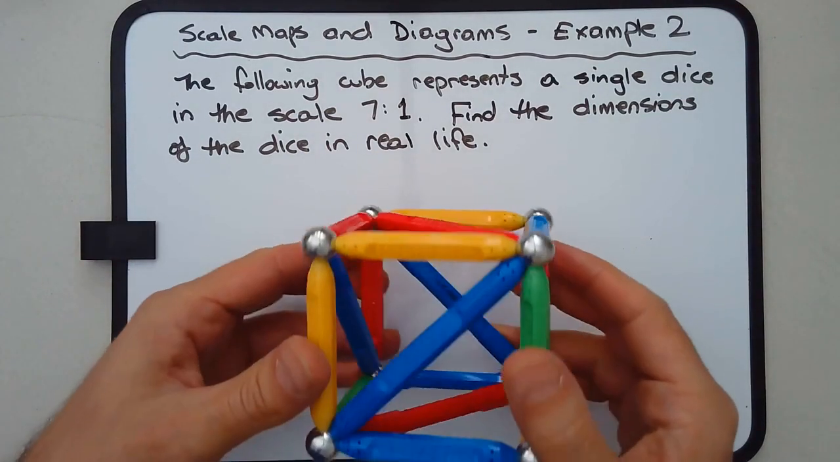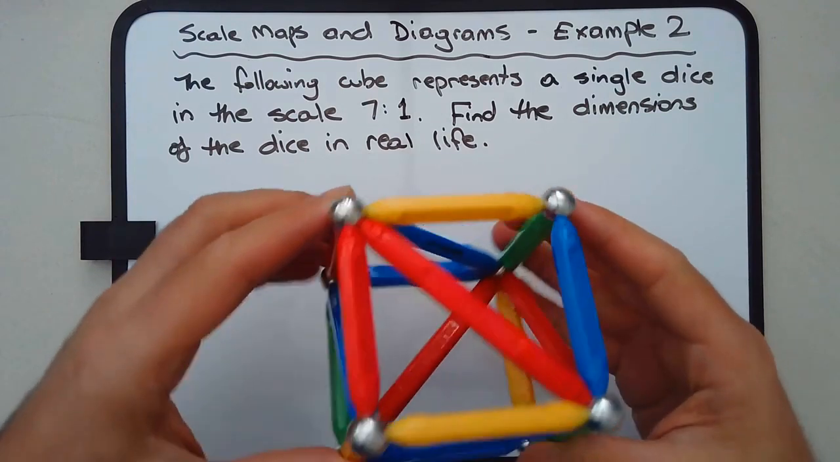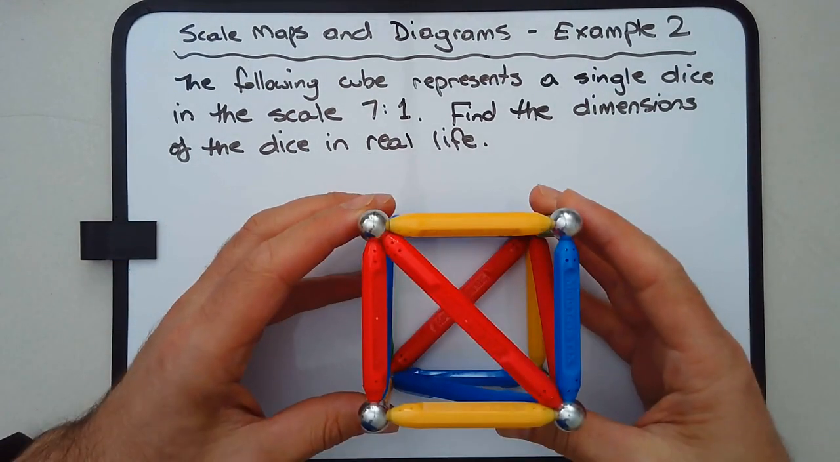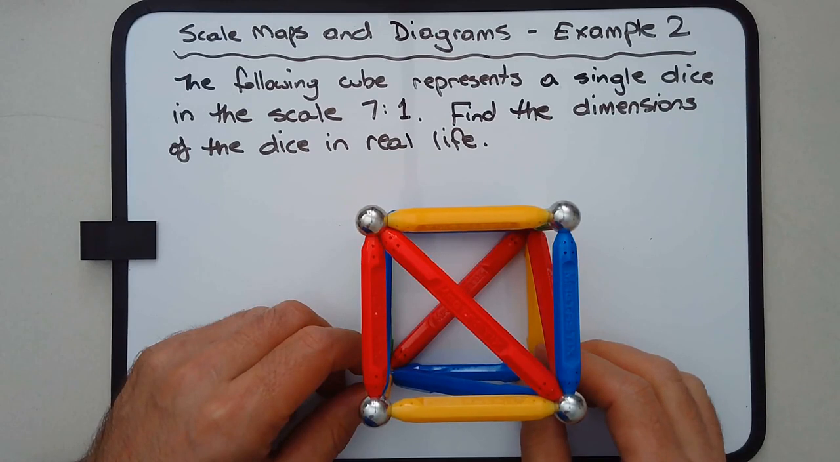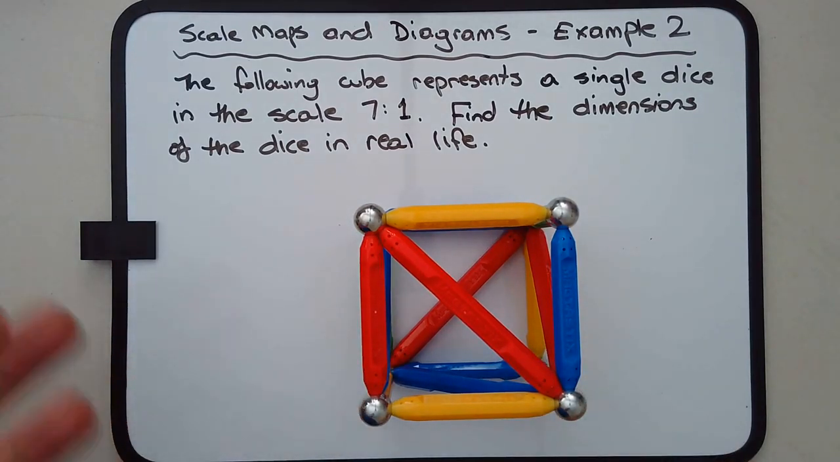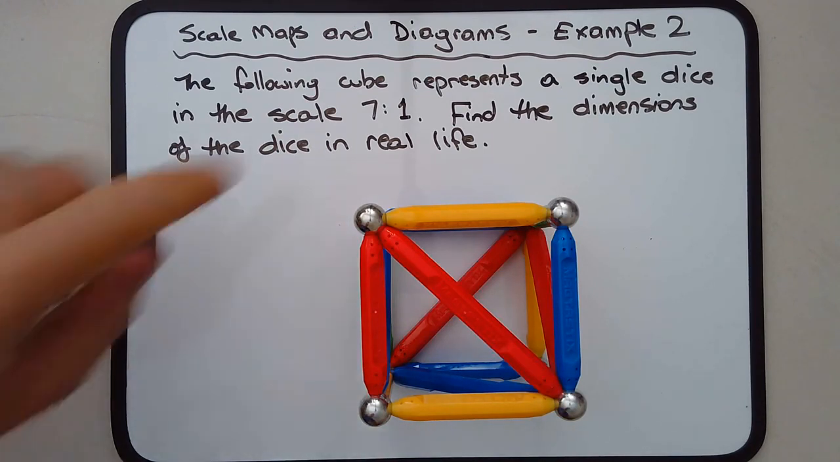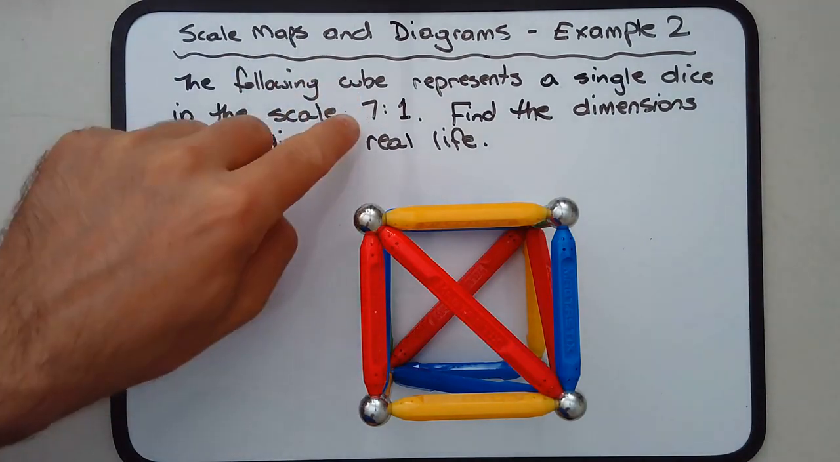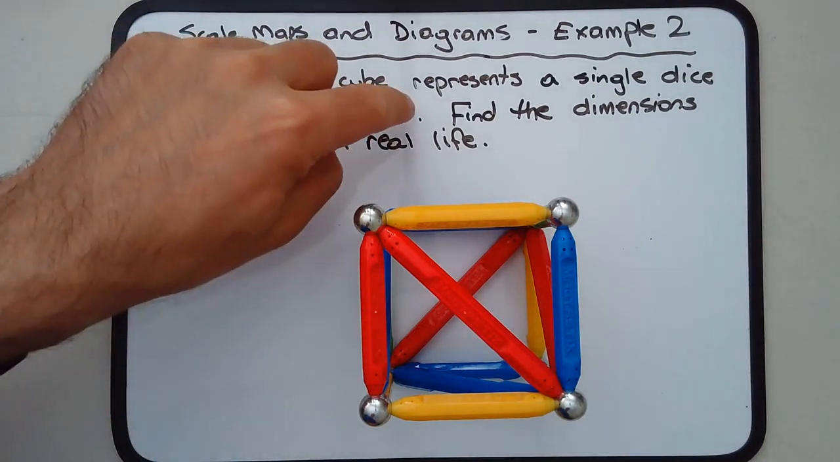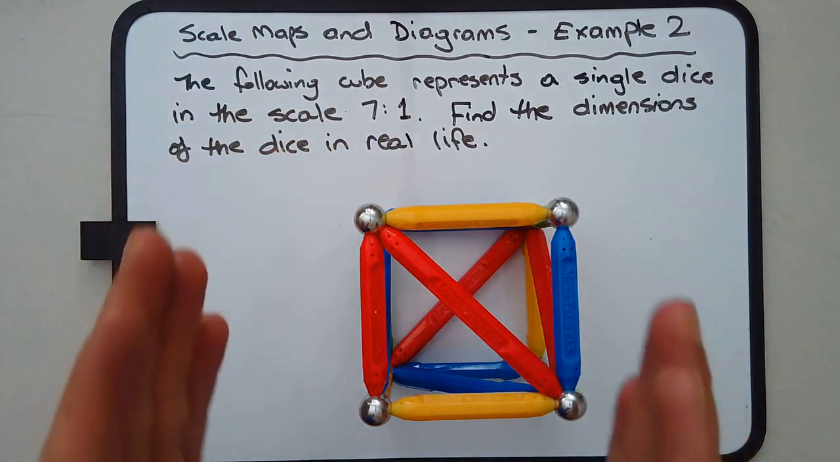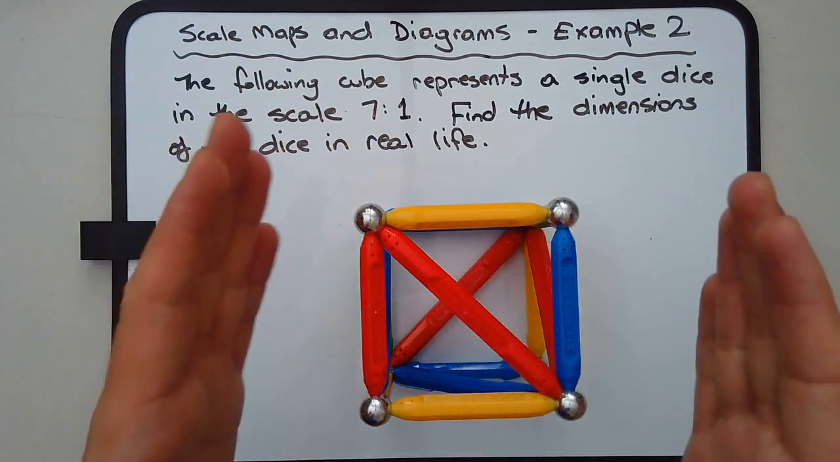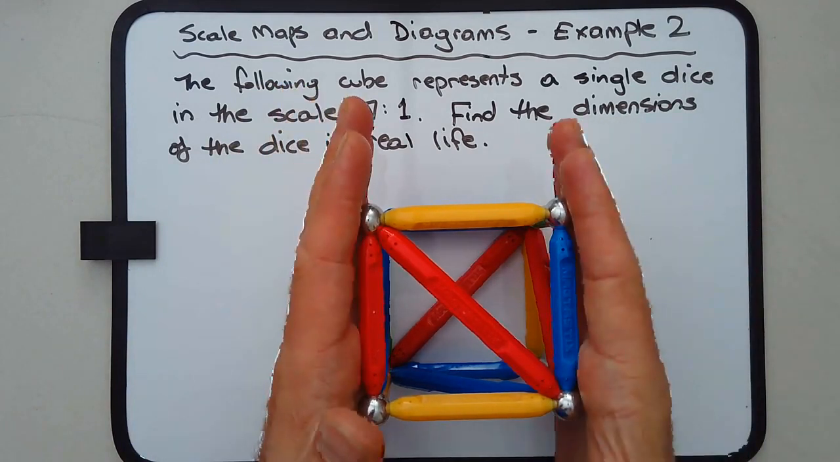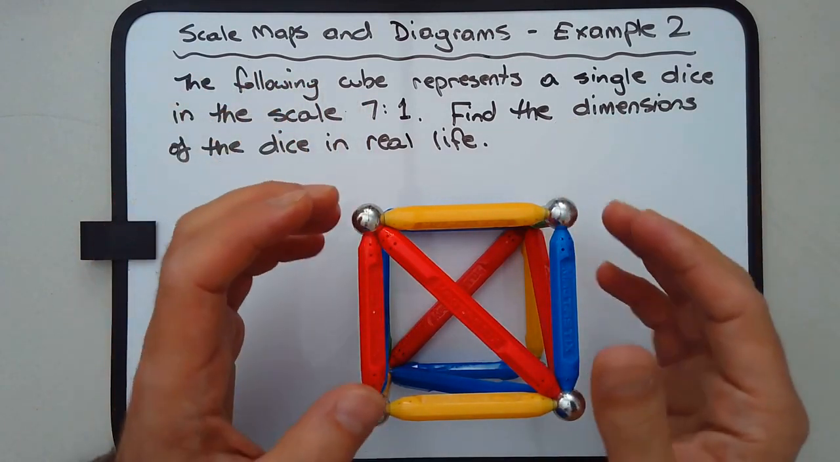Okay, so the following cube, I actually built one, just a three-dimensional object here. The following cube represents a single dice, or sometimes we say it's a die if it's a single dice. It represents a single dice in the scale 7 to 1. Notice that the first number is not a 1 like example 1. The first number is a 7. Second number is a 1. That means that every 7 centimeters on the model represents 1 centimeter in reality.